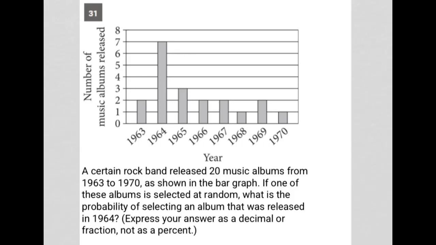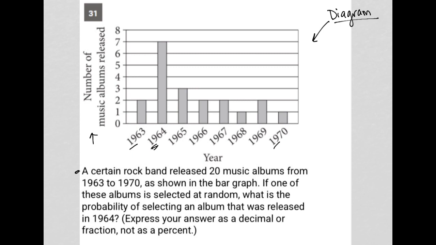So this question is a diagram question. We have this chart here. Looks like our x-axis is years, 1963 through 1970. Our y-axis is number of music albums released. So it looks like 1964 had the highest number of albums released.